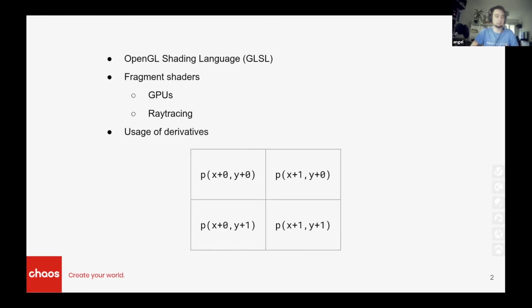And why do we need derivatives at all? Well, derivatives are used for things like texture filtering, anti-aliasing, and computing bump maps and normal maps. So most computations which rely on surface detail have some need of derivatives.